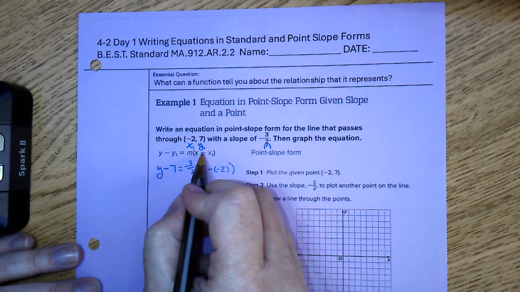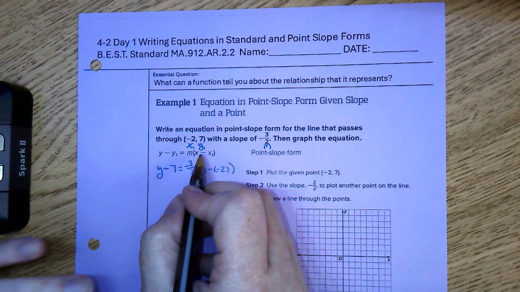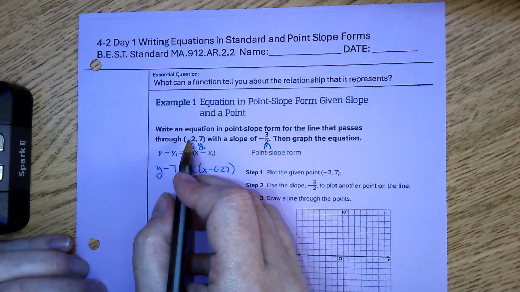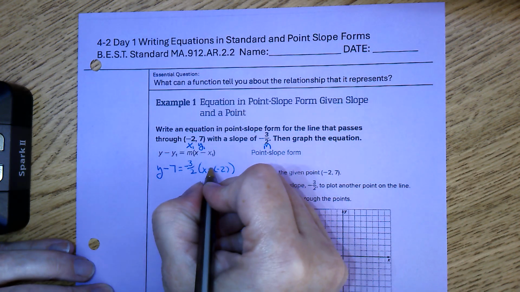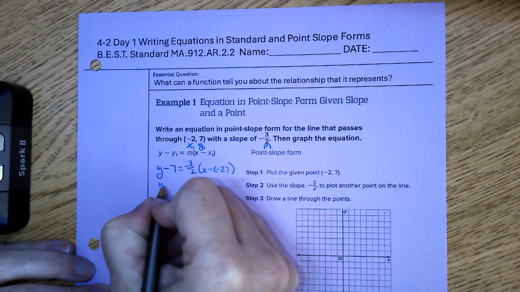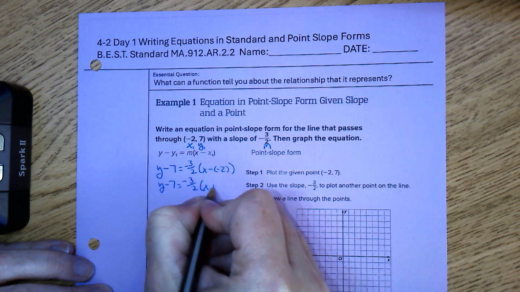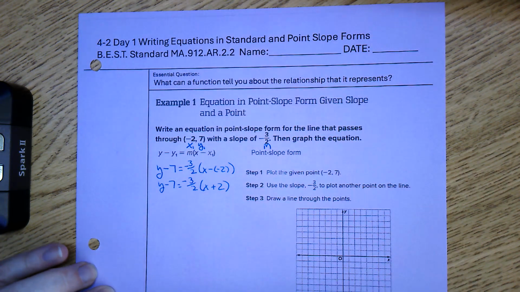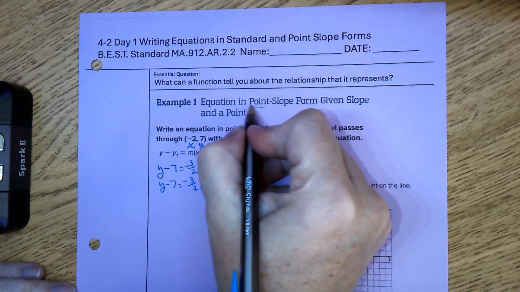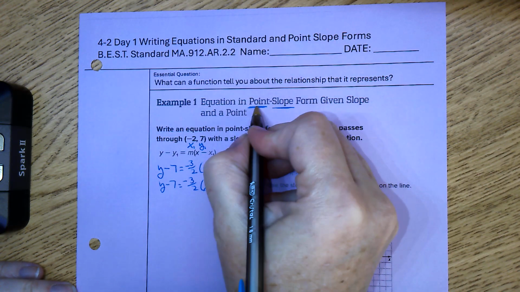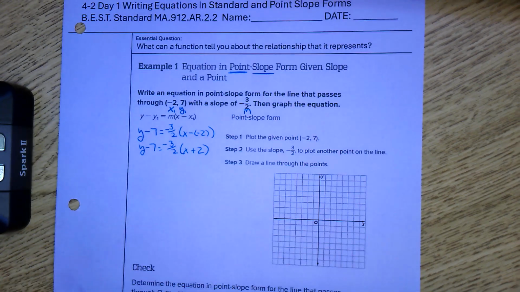Remember, the minus sign in the formula of the equation is not the same as the negative sign in front of the x. So negative times negative. All right, so y minus 7 equals -3/2 times x plus 2. That is point slope form. We have a point and we have the slope, hence point slope form. Now we're going to graph it from point slope form.